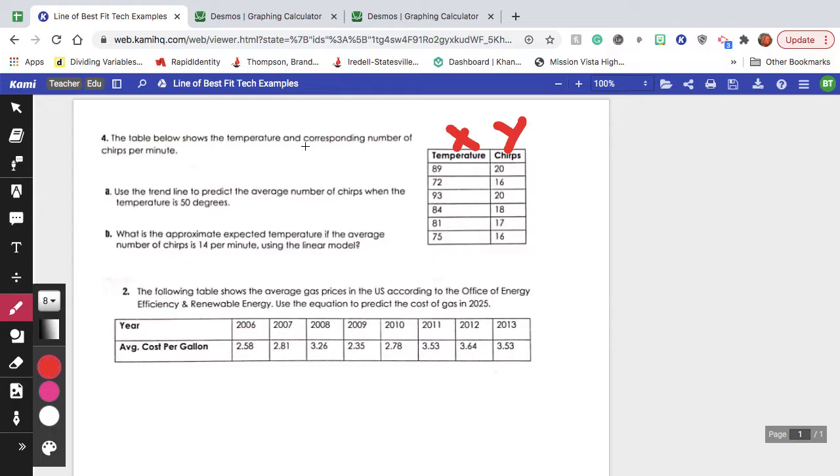So we have an example here where the table below shows a temperature and corresponding number of chirps per minute. So we've got a temperature outside and the chirps of a bird per minute, and we're going to make a trend line or a line of best fit to help us do some predictions about how much they would chirp at certain degrees or what the degree would be at a certain number of minutes.